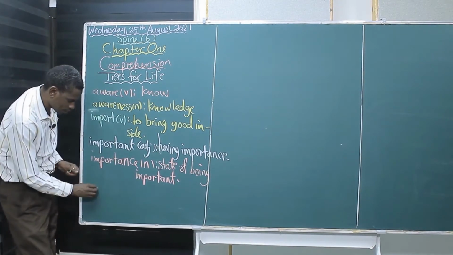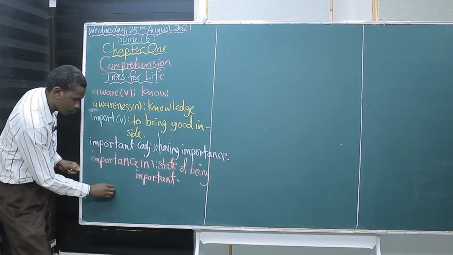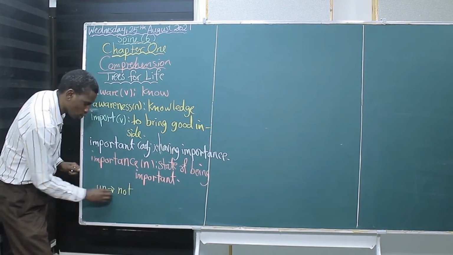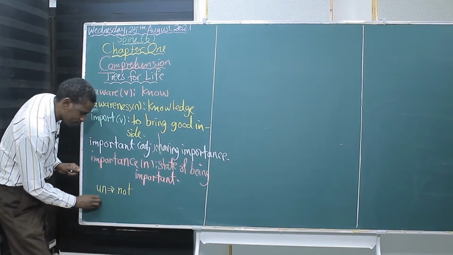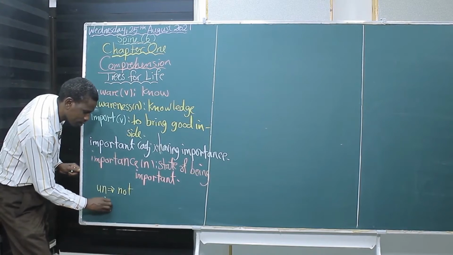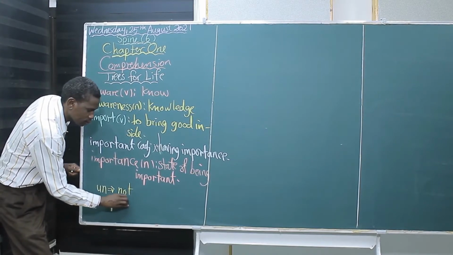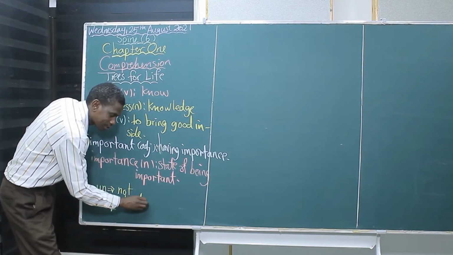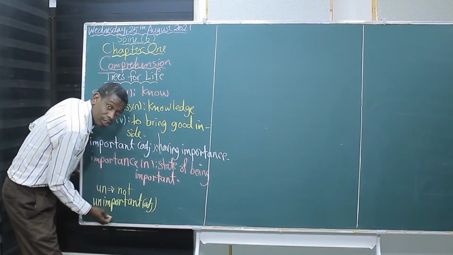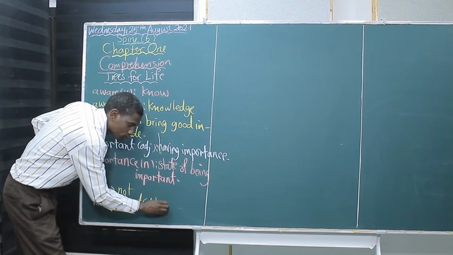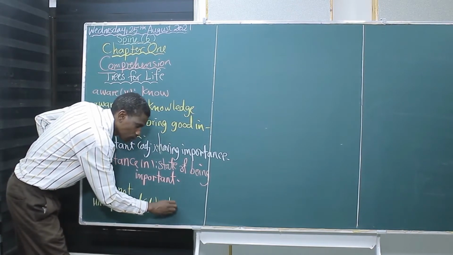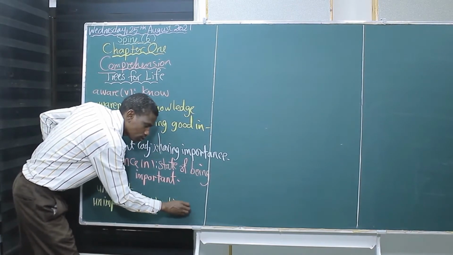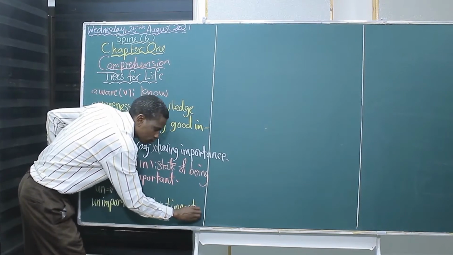Look at this: un- means not. So unimportant means not important. Unimportant is an adjective which means not important.